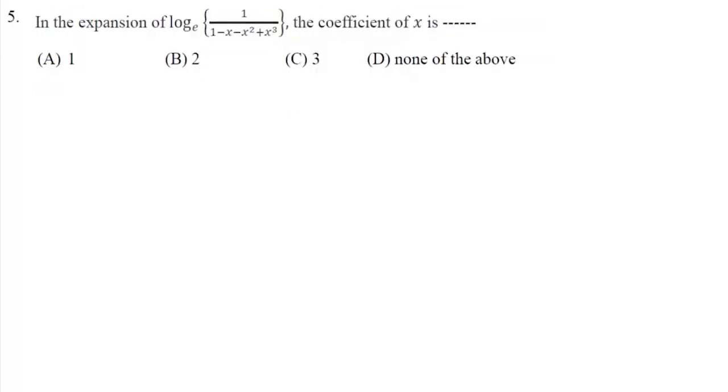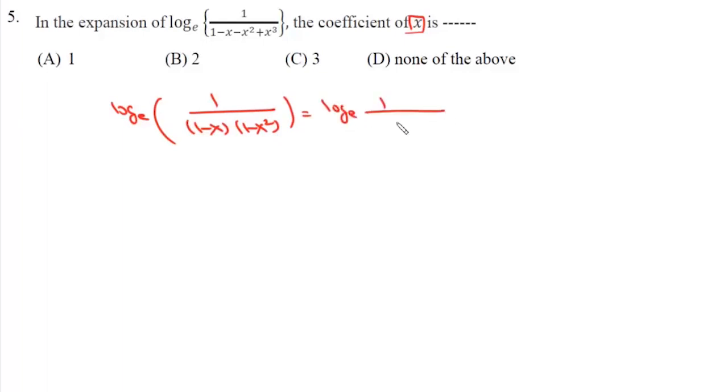Now the fifth question is in the expansion of log of 1 upon 1 minus x squared plus x cubed, we need to find the coefficient of x. Now we can write this as log to the base e, and it is 1 upon, and this is (1 minus x) into (1 minus x squared). Now we can also write this as 1 upon (1 minus x) squared into (1 plus x). So it will be this minus 2 log (1 minus x) and then minus log (1 plus x).